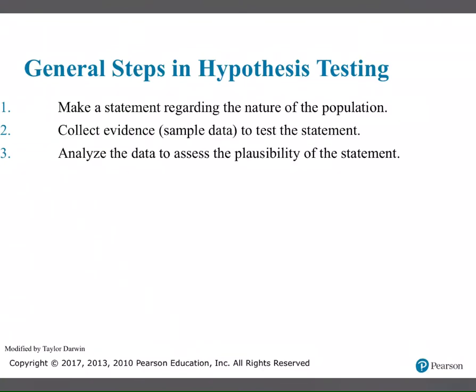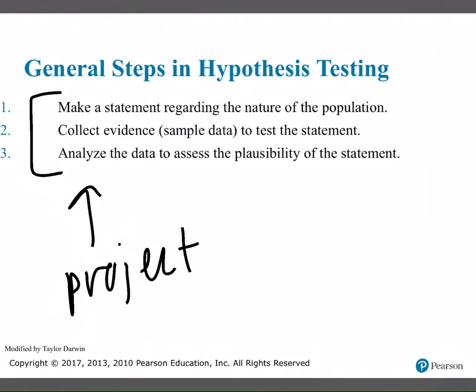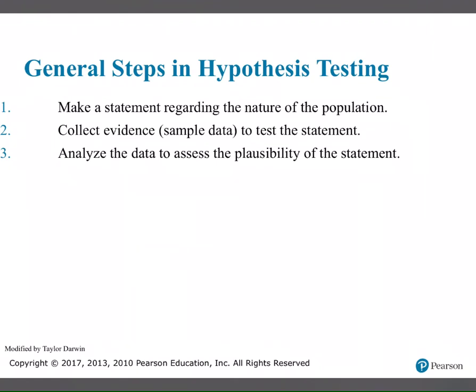The general steps in hypothesis testing are: make a statement regarding the nature of the population, collect evidence to test the statement, and then analyze the data to assess the plausibility of the statement. This is really what your project is over, to be completely honest, in a nutshell. But for a lot of examples in class, you're not going to be asked to collect all this data and analyze it.